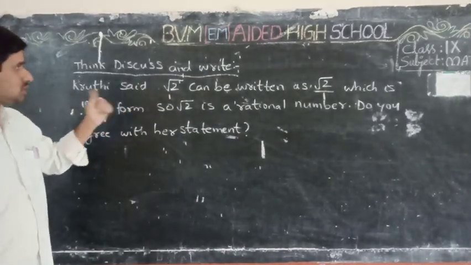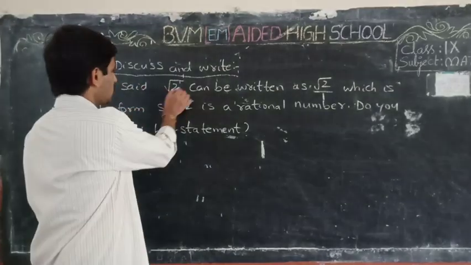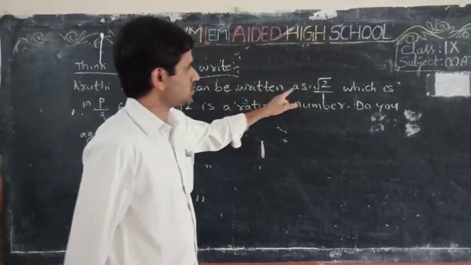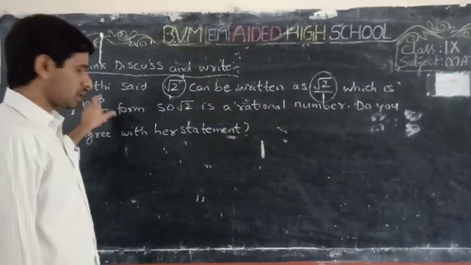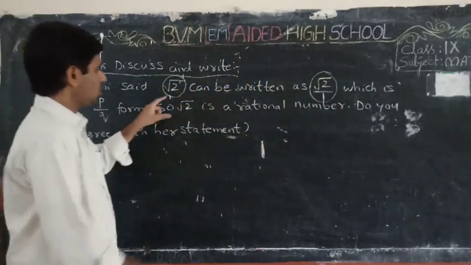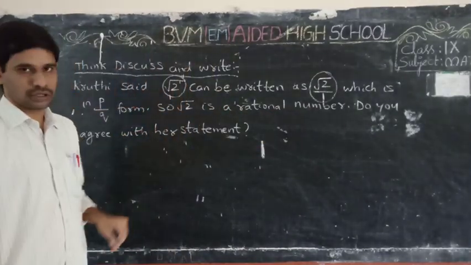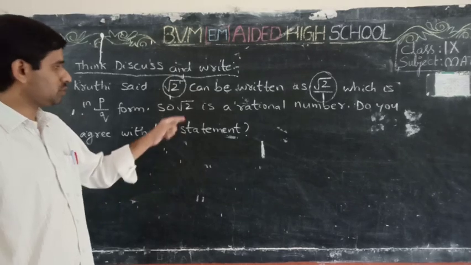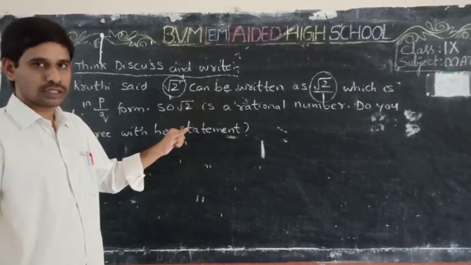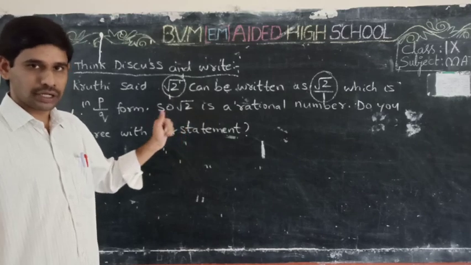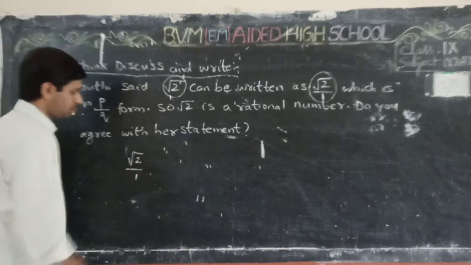Next thing to discuss. Kruti said root 2 can be written as root 2 by 1, which is in p by q form. So root 2 is a rational number. Do you agree with her statement? I have already proven that root 2 is a non-terminating, non-recurring decimal in the previous class. That is, root 2 is an irrational number. But she said that root 2 can be written in the form of p by q.